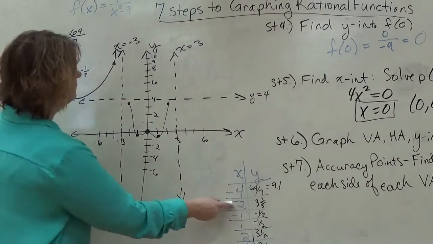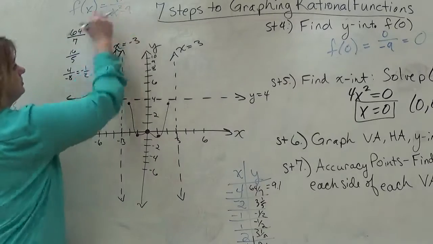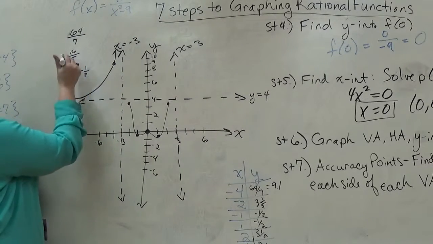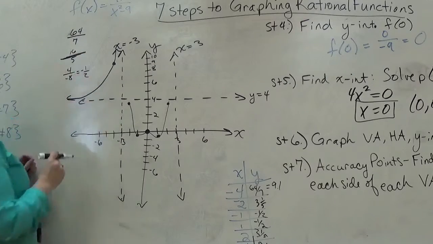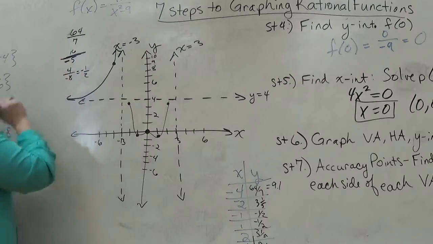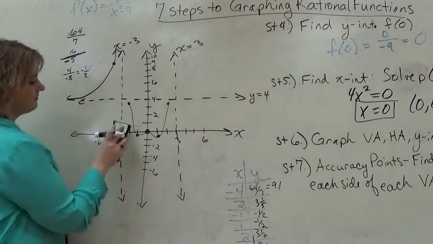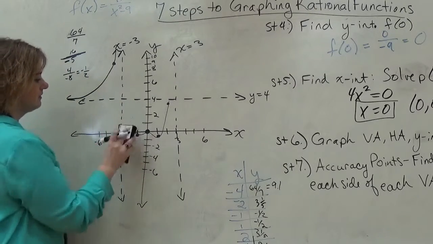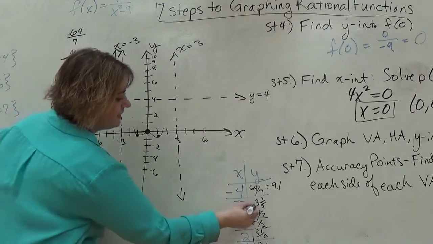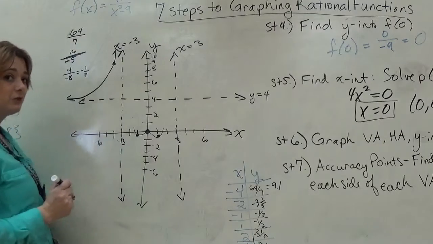So if I plug in a negative 2, negative 2 squared is 4. 4 times 4 is 16. And then a negative 2 squared is positive 4, subtract 9. That actually gives me negative 5. So instead of my point being up here at positive 3 1/5, it's actually down at negative 3 1/5.